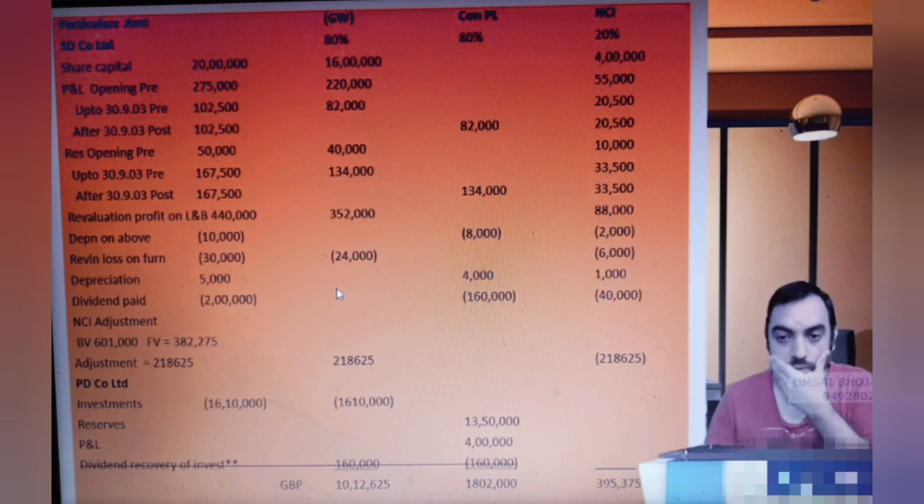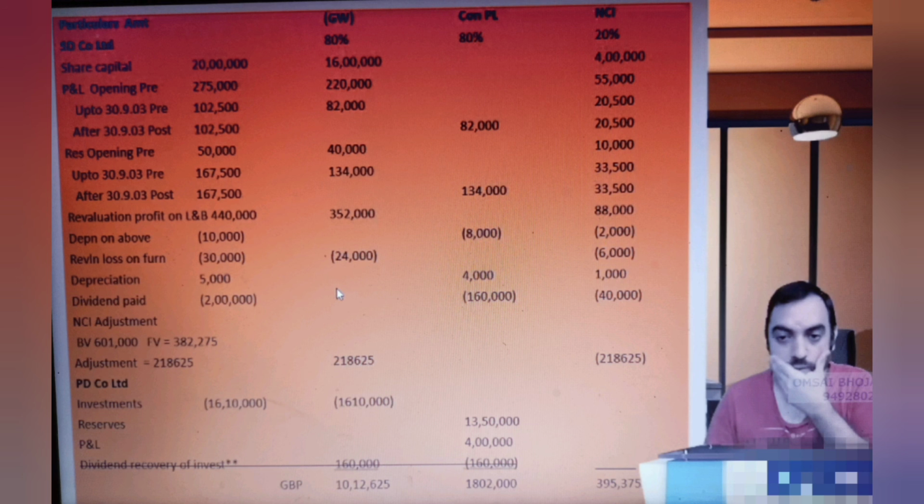Working notes. Book value, please be careful. Quite a few adjustments are there. Share capital we will take. Pre-acquisition P&L we will take. Up to date of acquisition P&L we will take.